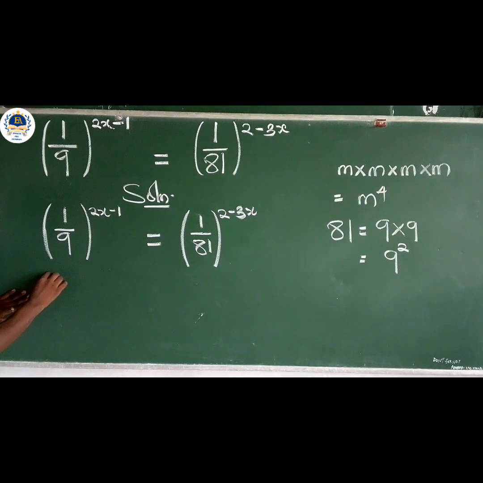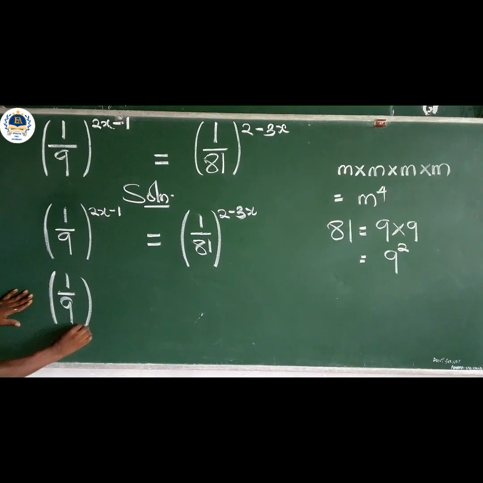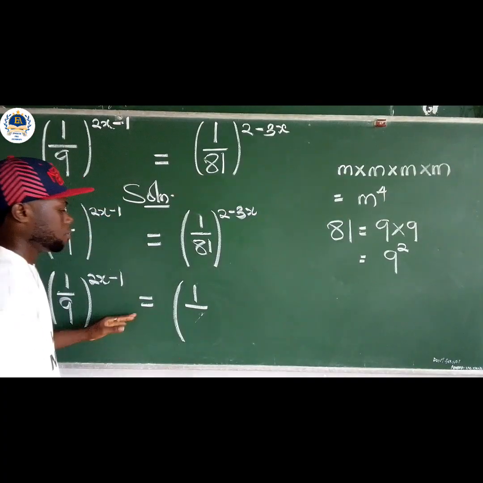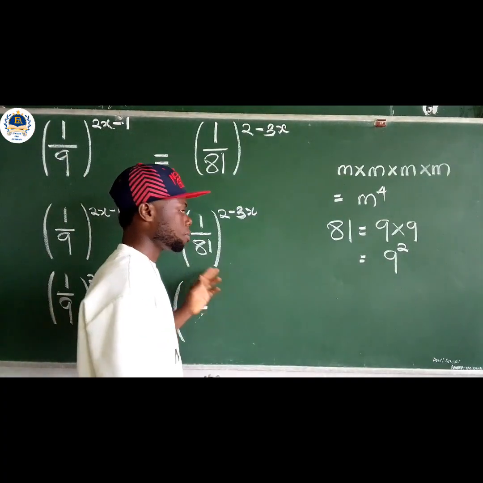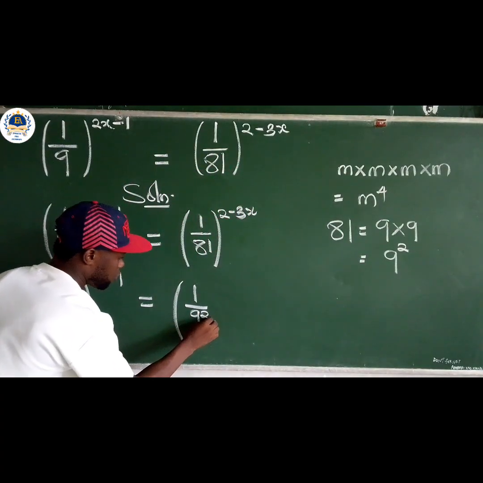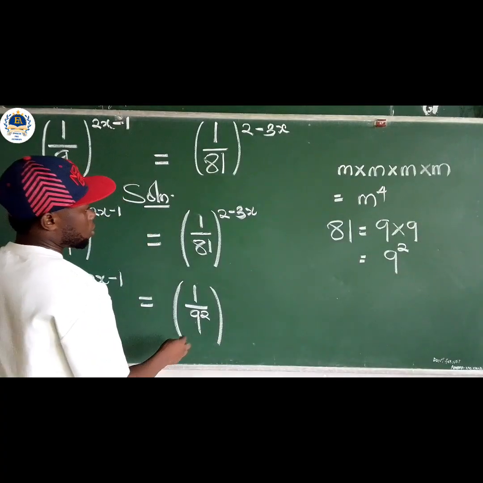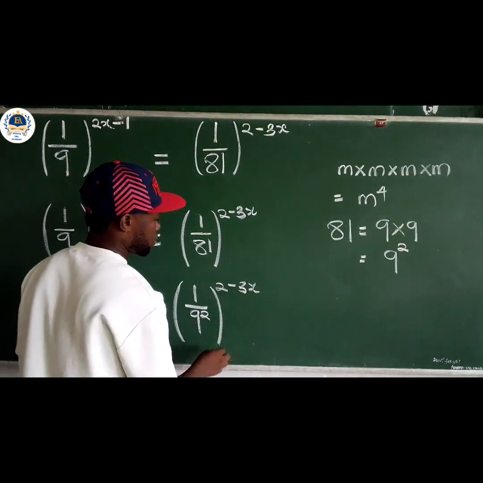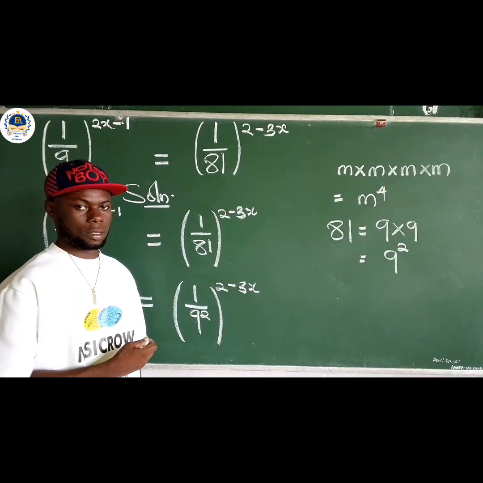So that becomes, in bracket, 1/9 is raised to the power of 2x minus 1, which is equal to, in bracket, we have 1 over 81, which is basically the same as 9 raised to the power of 2. So that becomes 9 raised to the power of 2, raised to the power of 2 minus 3x. That is the first stage. If you understand this stage, say, I understood the first stage.